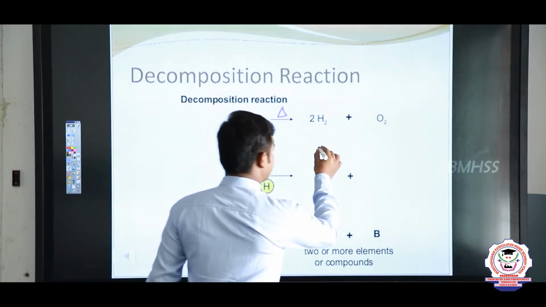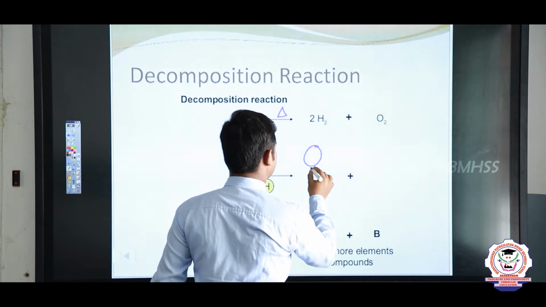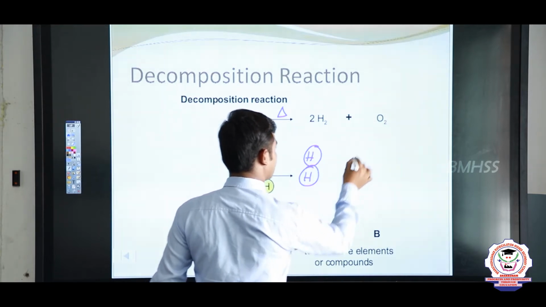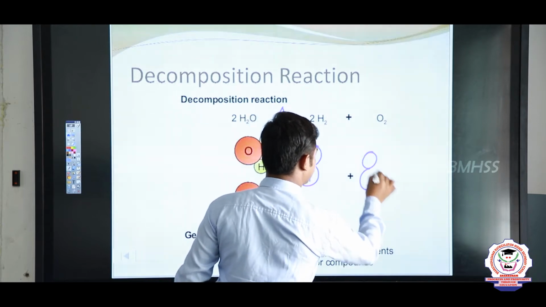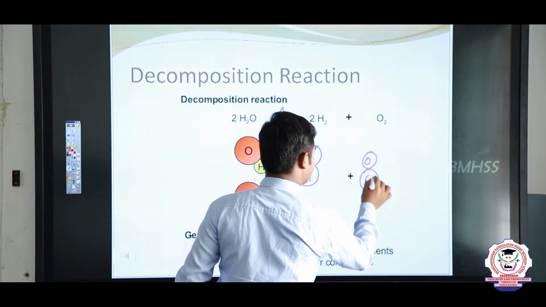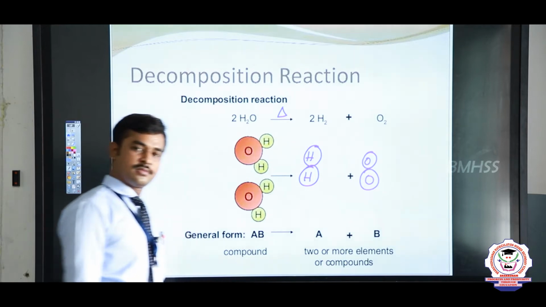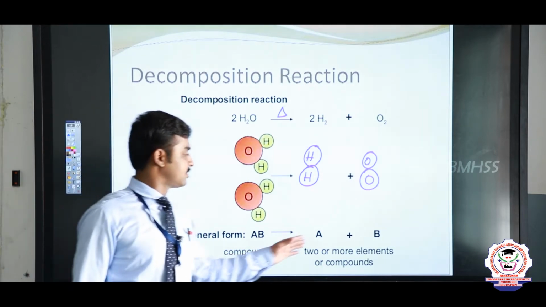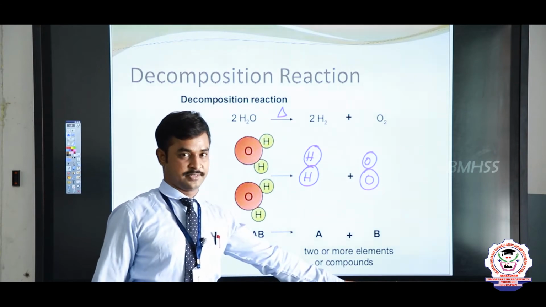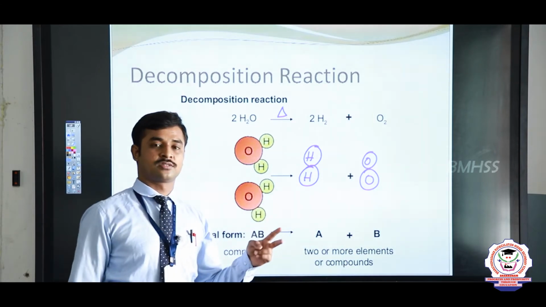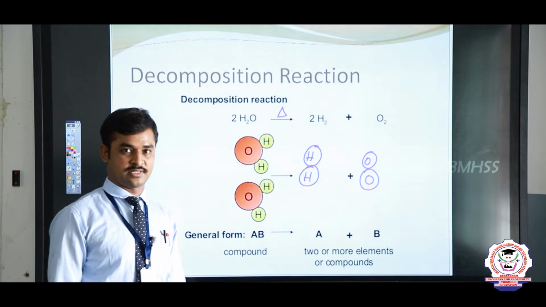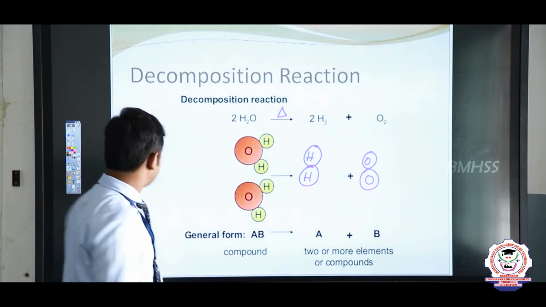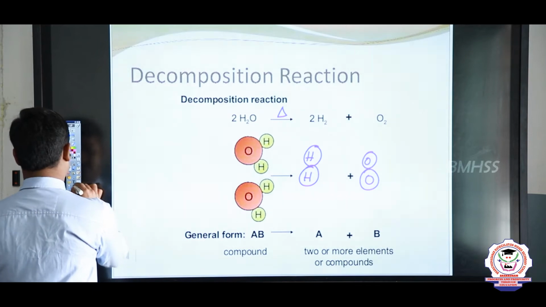It is separated into 2 hydrogen and 2 oxygen. So, this reaction can generally be written as AB is separated into A plus B. So, 2 or more byproducts can be formed, but the reactant is a single compound. This is the decomposition reaction.